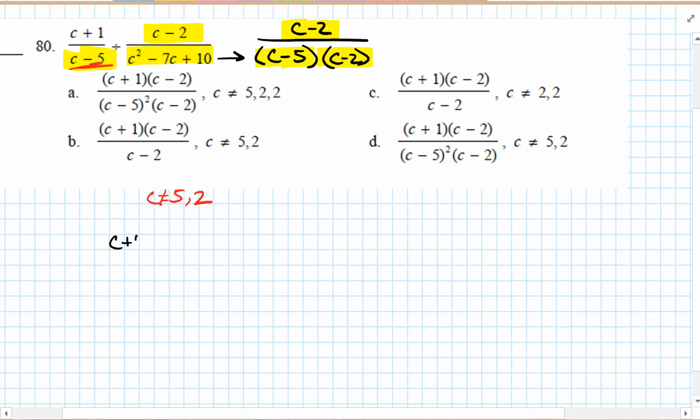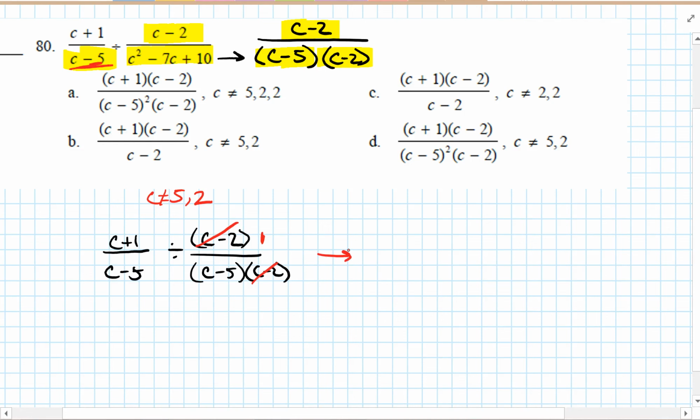So I've got (c + 1)/(c - 5) divided by (c - 2)/(c - 5) times (c - 2). Okay, I can cancel the c minus 2's. So it's really (c + 1)/(c - 5) divided by 1/(c - 5).